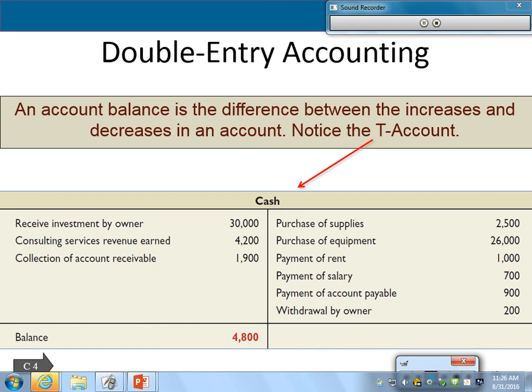All decreases to cash, so therefore they go on what side? But they're on the credit side because they're taking the money and using it. No, don't make it simple. They are on the credit side because it did what to cash? Decrease.